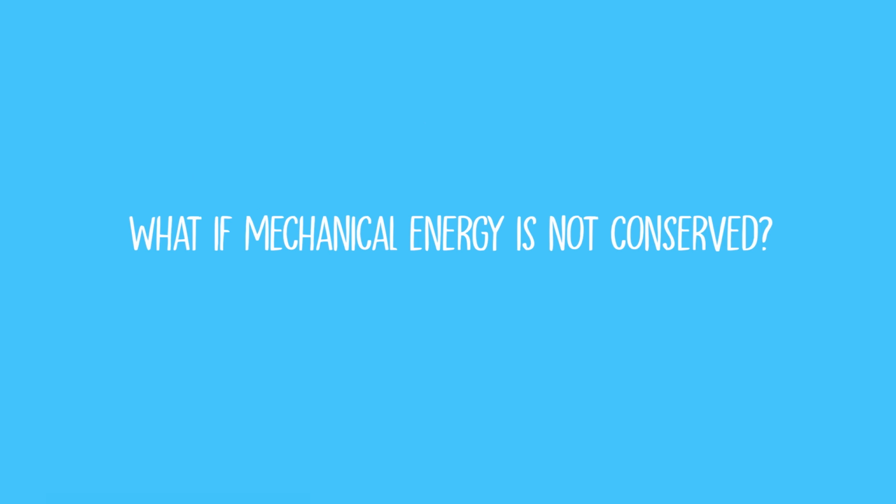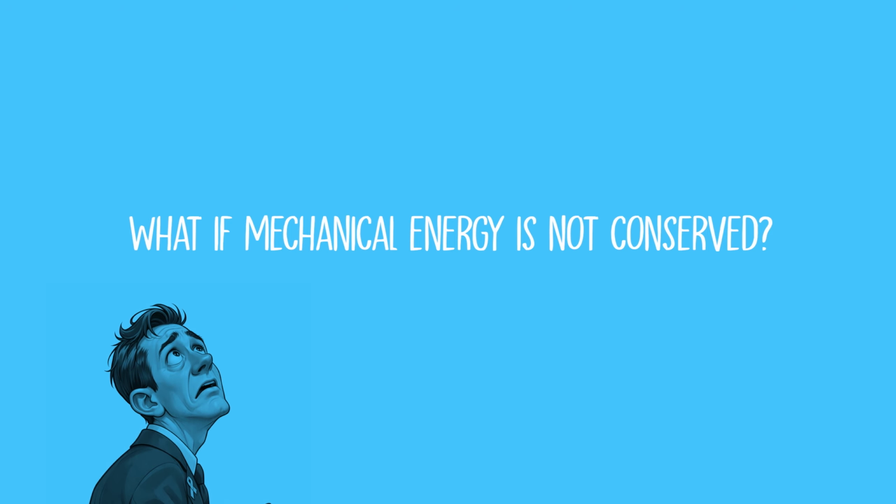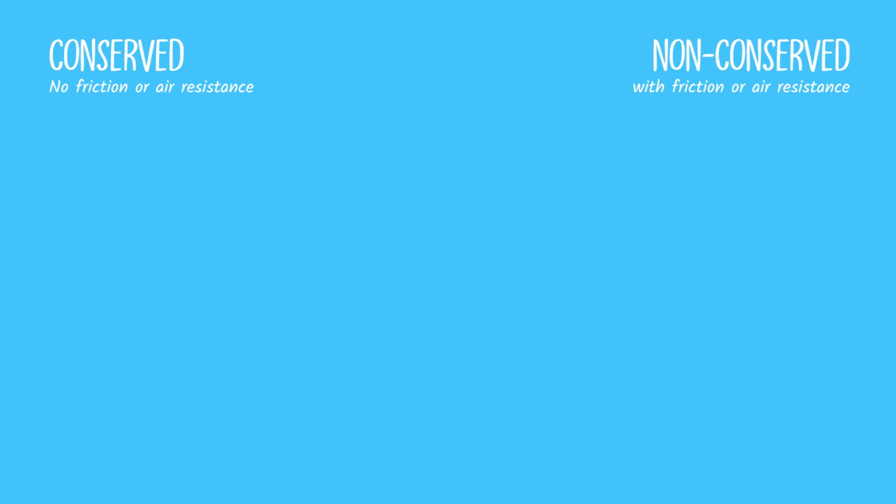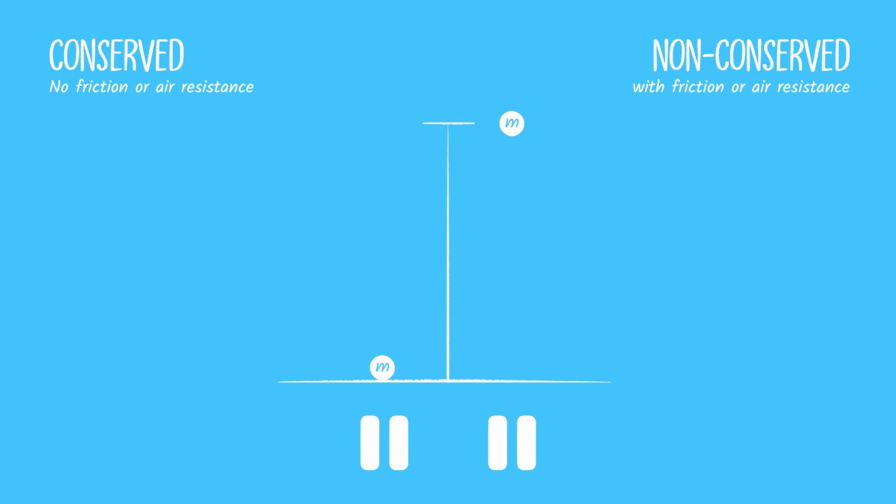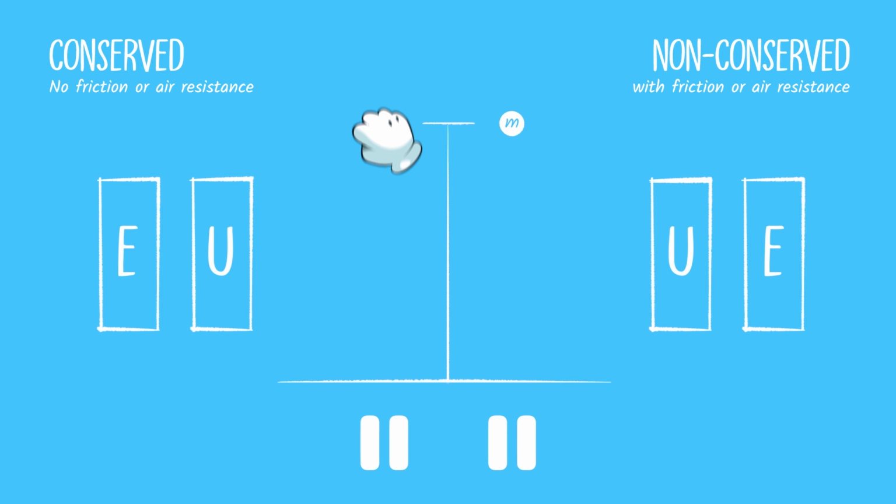Alright, but what if mechanical energy is not conserved? As we said earlier, when forces like friction or air resistance are present, mechanical energy is not conserved. So part of the mechanical energy decreases due to the work done by these forces on the object. But what does that actually mean? Let's put the object back in its initial position and compare both cases at the same time.